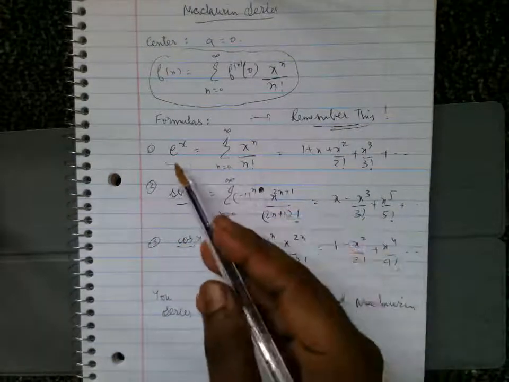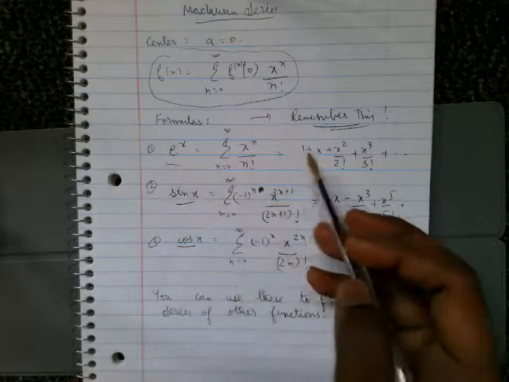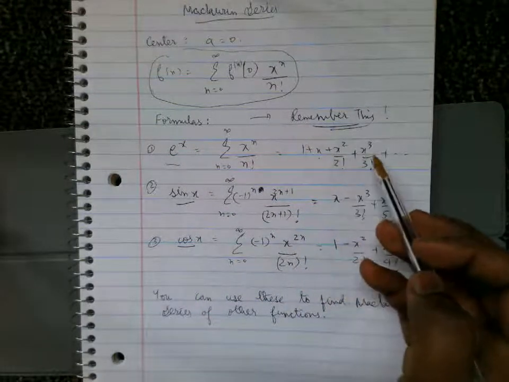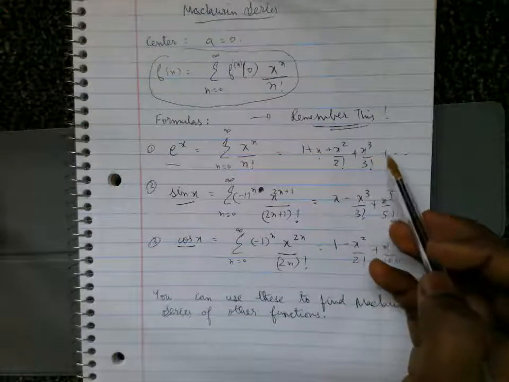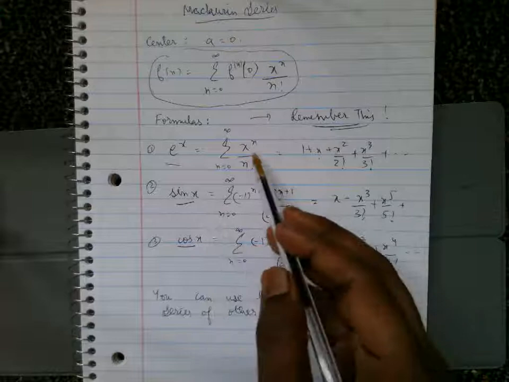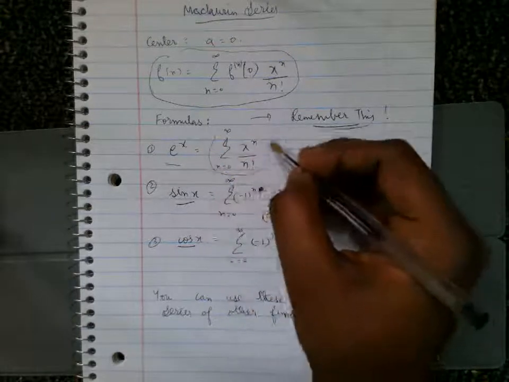So the Maclaurin series for e to the power x is 1 plus x plus x squared by 2 factorial plus x cubed by 3 factorial and so on, and this can be written down in condensed form like this.